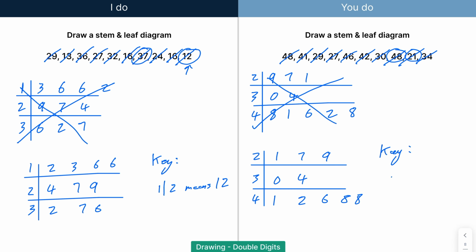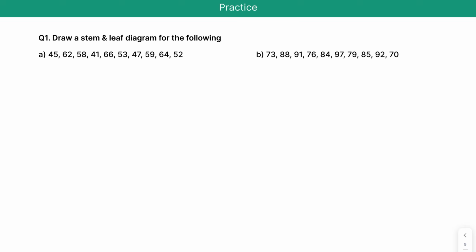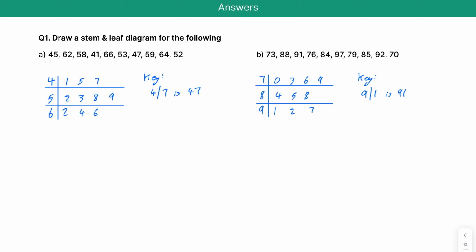So the key here, we can just go with 2, 1 means... You can use any number for the key, by the way. You can use any number within the leaves to show the key. So here's some practice questions. Press pause and have a go now. Here are the answers. Mark your work.